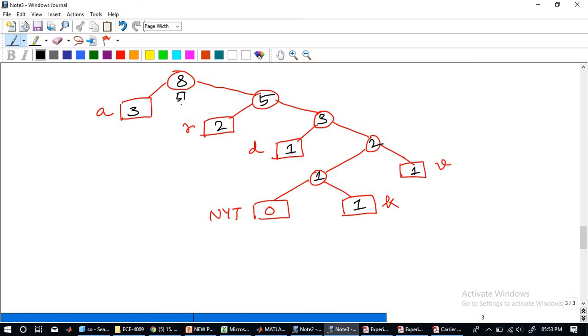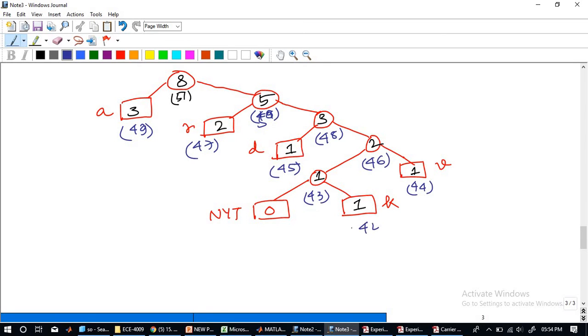Fine. Give me the node numbers. So this is 51, 49, sorry, 50, 49. This will be 48. This will be 47. This will be 46, 45, 44, 43, 42. So this is a complete tree for updating purposes.